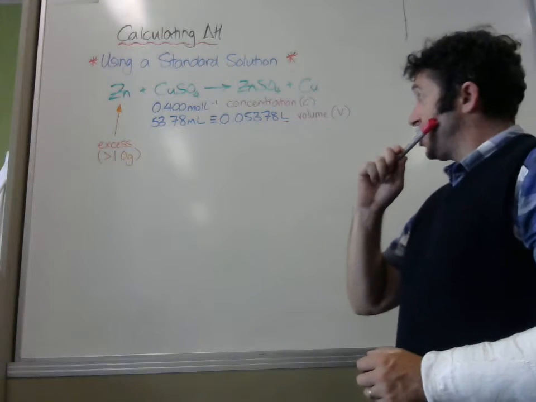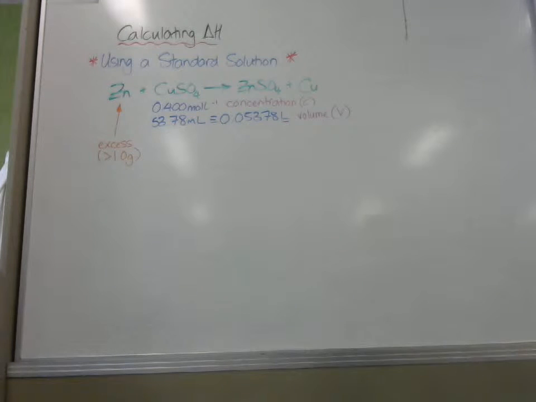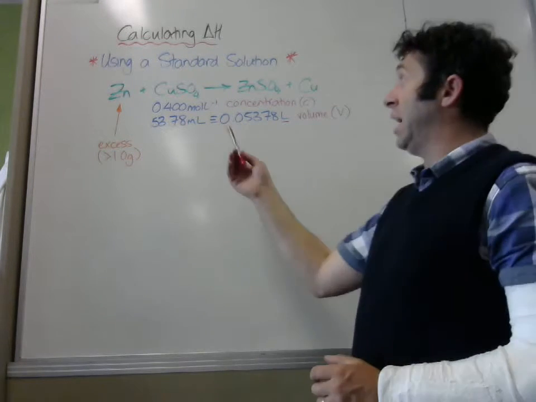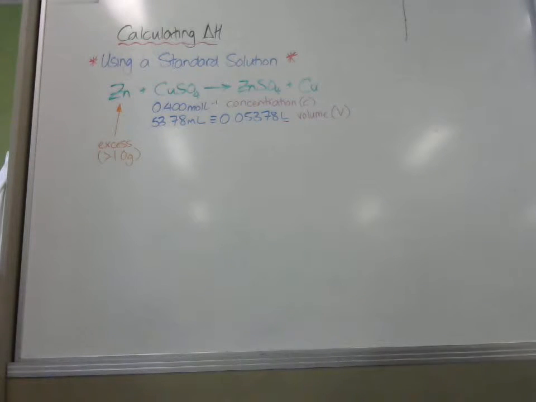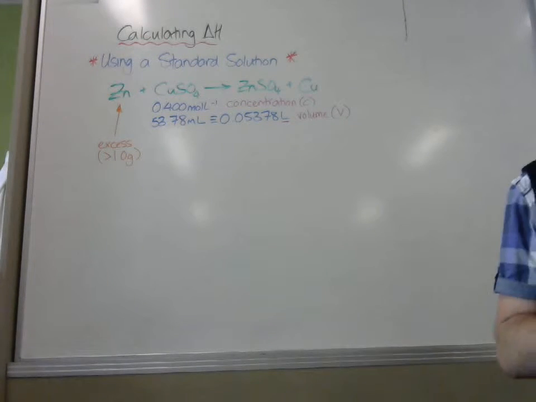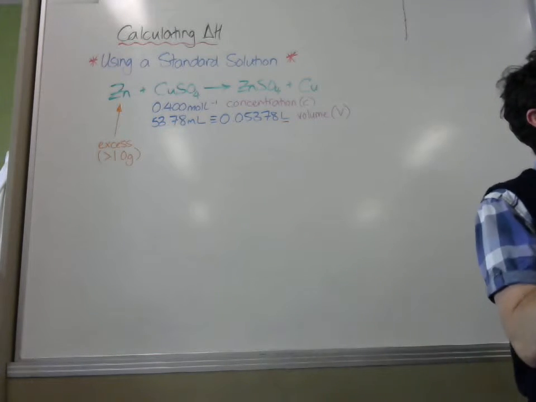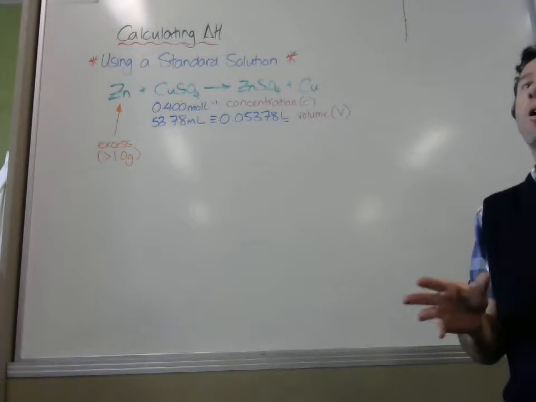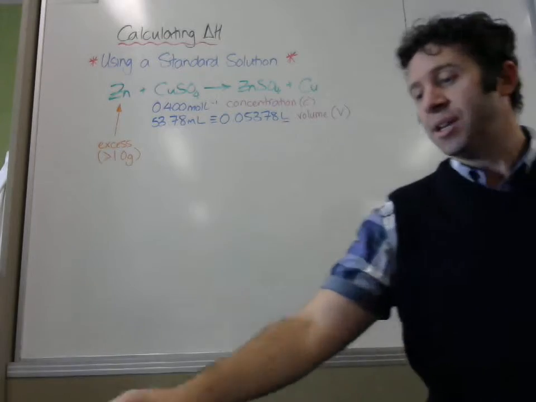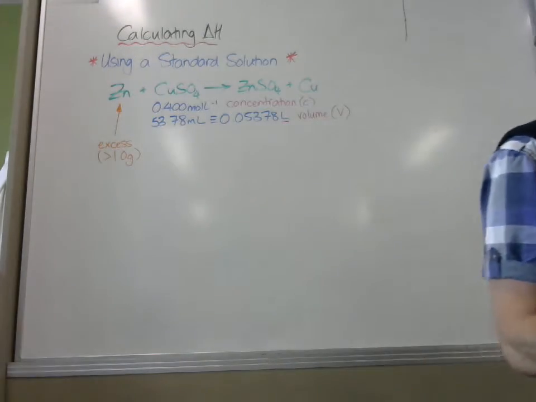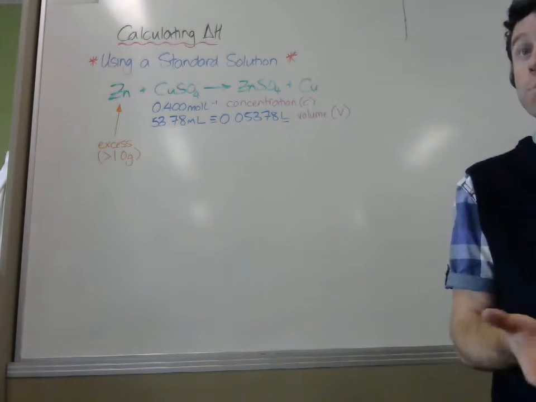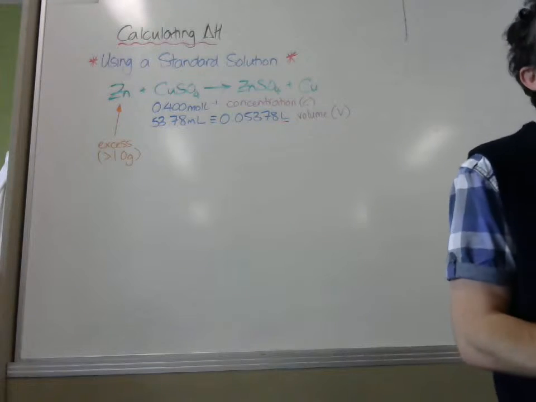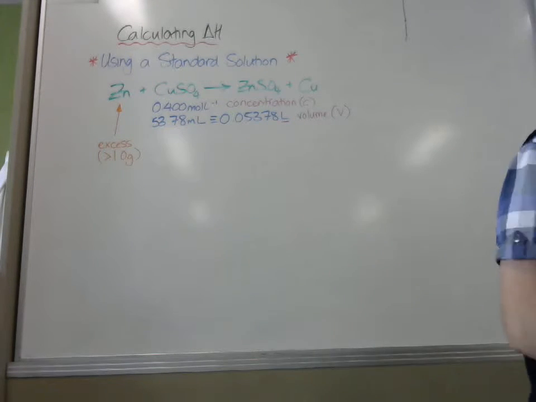From this information, I'm able to find out the amount of copper sulfate that I have used. Because this is going to be really important for working out my enthalpy change. Because the unit for enthalpy is kilojoules per mole. And mole is our unit for amount. So, without knowing the amount, we can't work out how many kilojoules per mole it was. We only get the energy of the reaction, not the enthalpy.